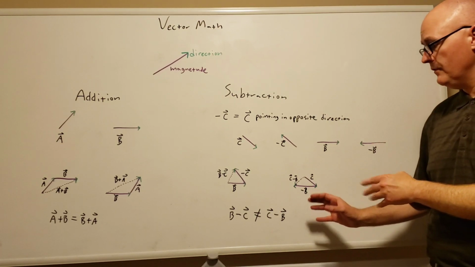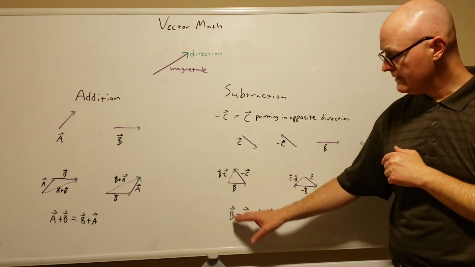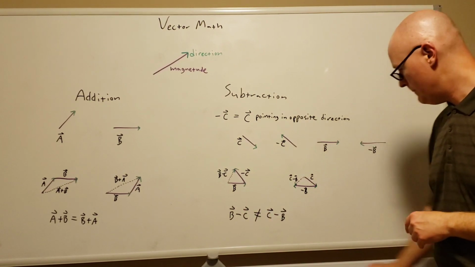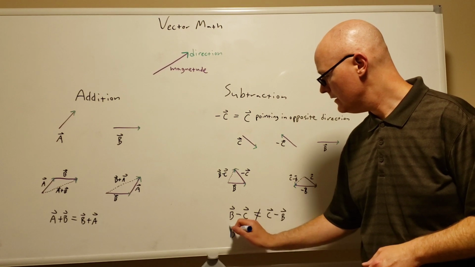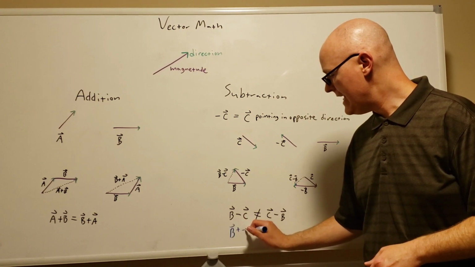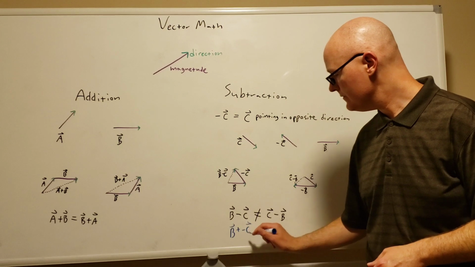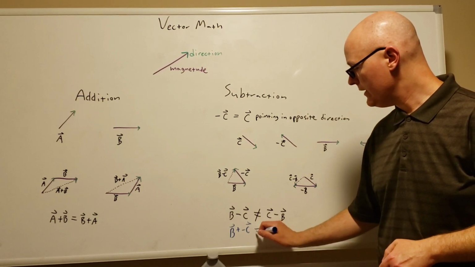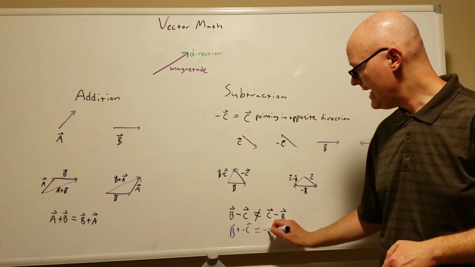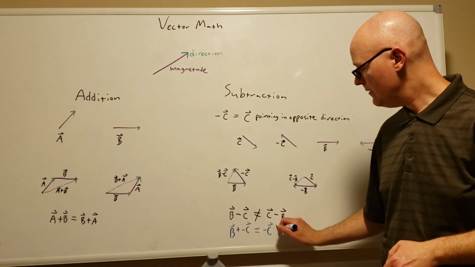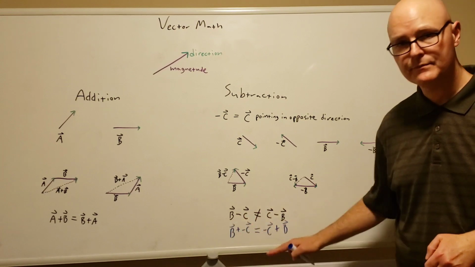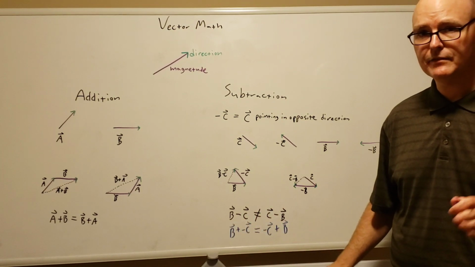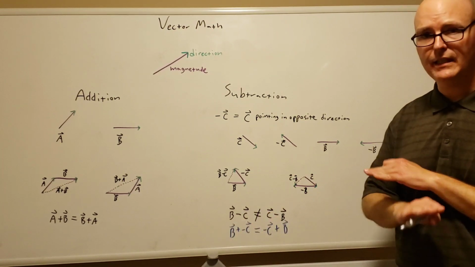With the exception of if I treated this as B plus negative C, that would equal negative C plus B, because addition is commutative, subtraction is not commutative.